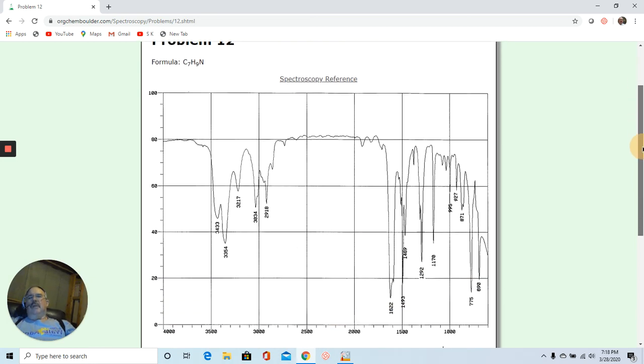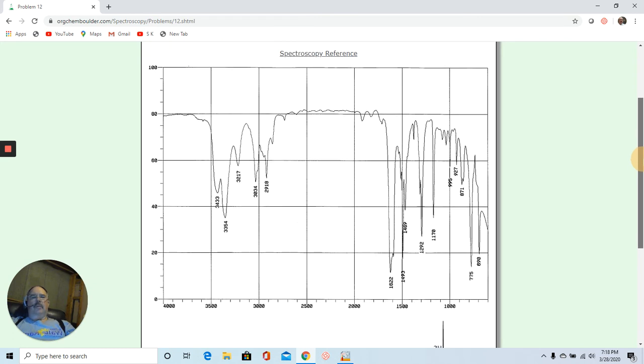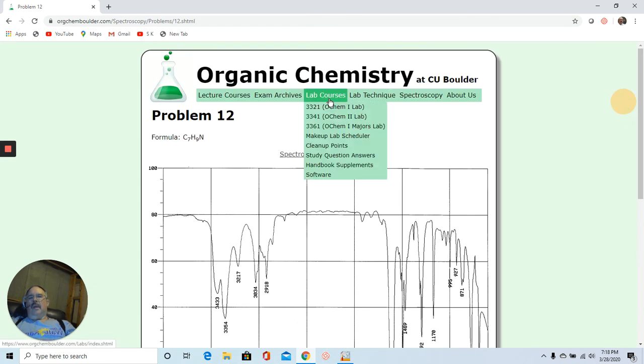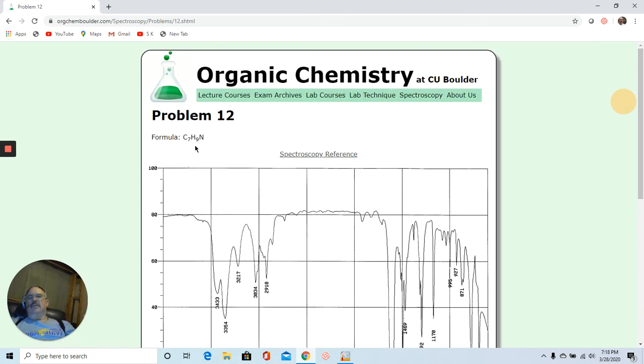Okay, C7H9N. If we subtract the nitrogen and one of the hydrogens, that would be C7H8. The fully saturated compound would be C7H16. So we're missing 8 hydrogens, so that's 4 unsaturation units.